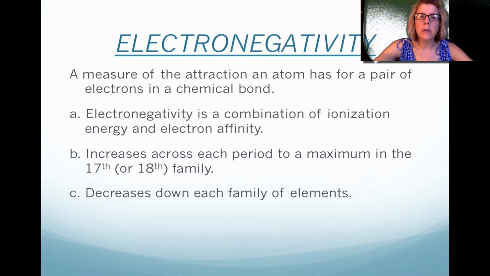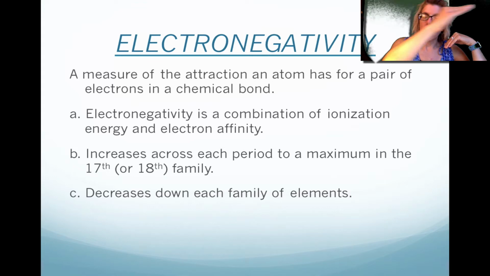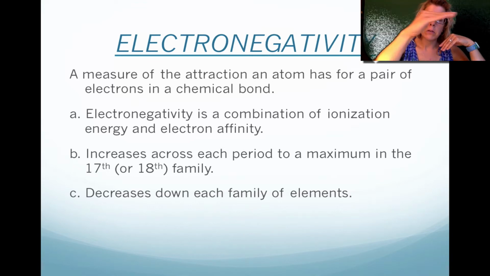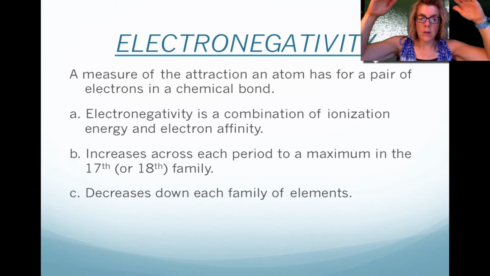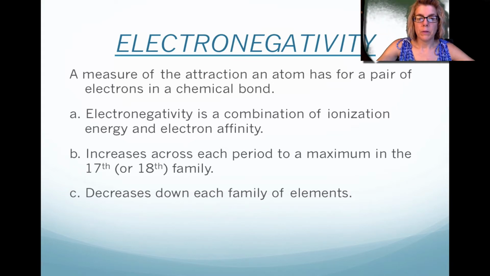If you haven't, it's a measure of attraction that an atom has for a pair of electrons. So the stronger the attraction, the more likely the electrons are going to be pulled towards that atom. Electronegativity is actually a measurement of ionization energy. How easy is it to pull off that last electron? And also electron affinity. You might notice as you go across a period that the maximum of electronegativity typically hits at about group 17, sometimes group 18. However, it does decrease as you go down a group.